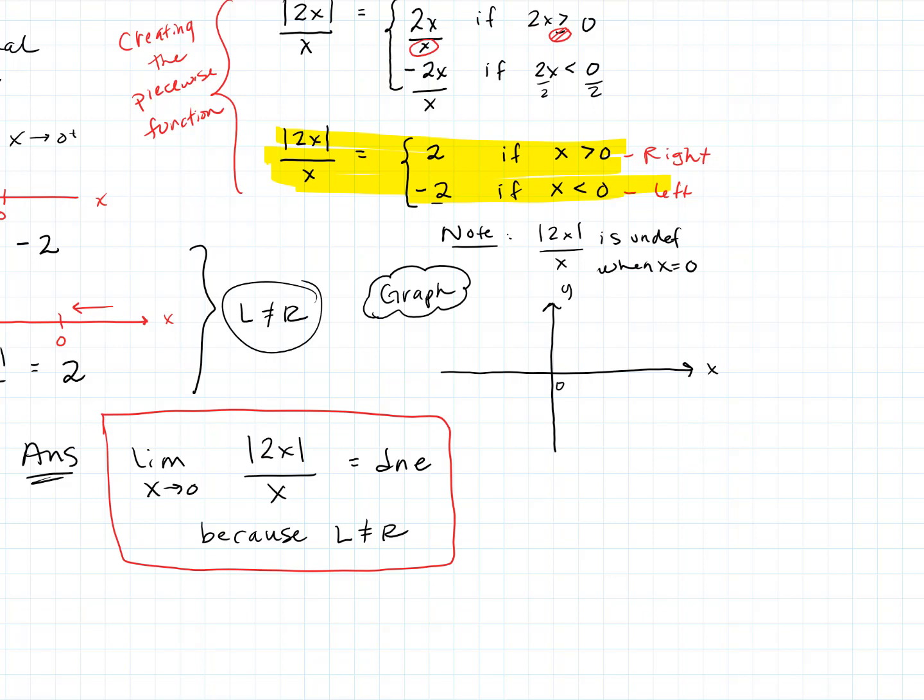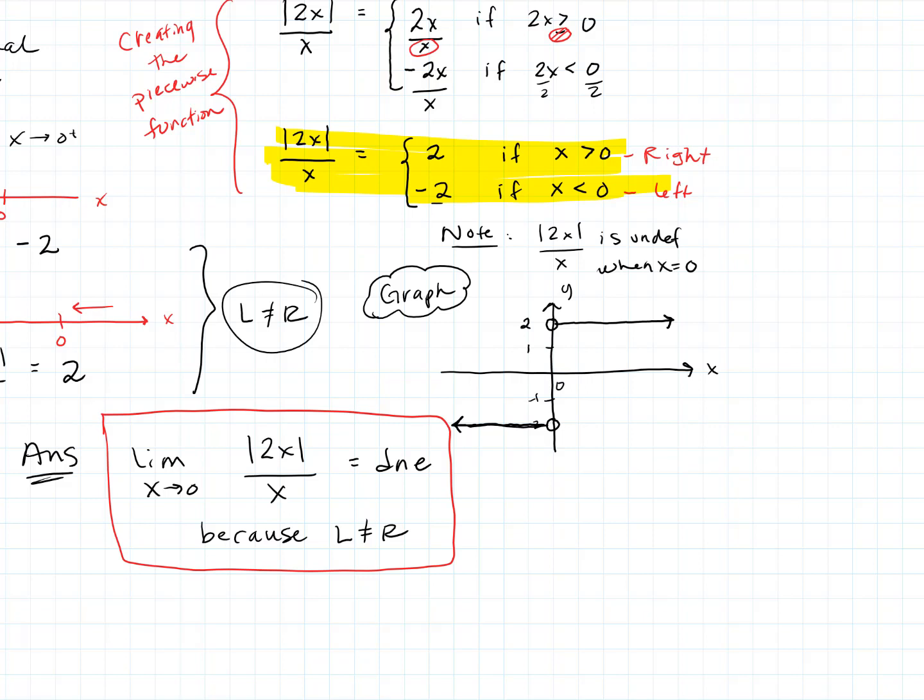So if the x's are greater than 0, this function is the constant function 2. Now remember, right at 0 it's undefined, so I have to put a hole there. So for all values of x greater than 0, the output value is just 2. And for all values of x less than 0, so to the left of 0, the output value of this function is negative 2. And so we have this graph right here.